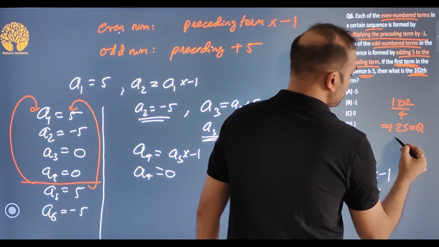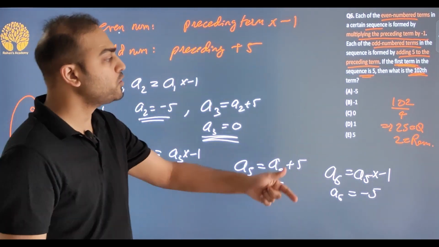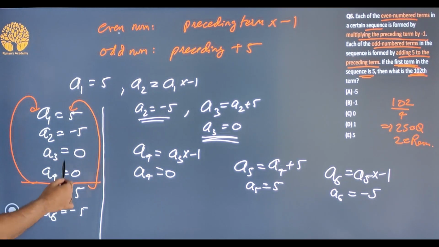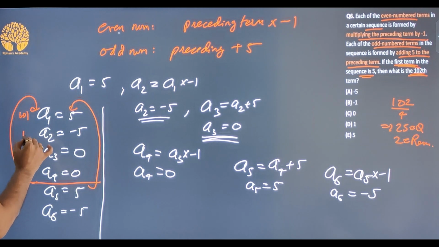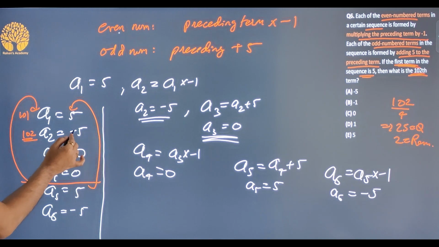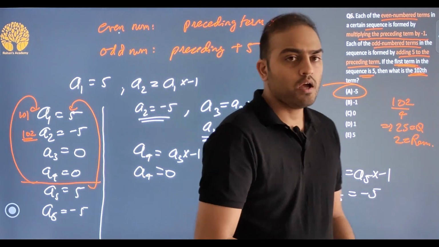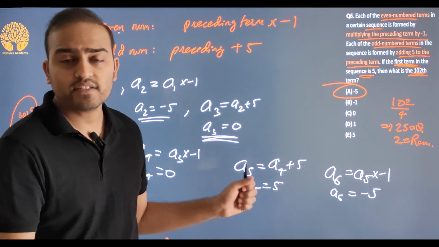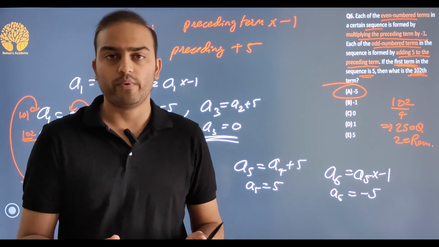I get 25 as quotient, 2 as remainder. Okay, the 25 quotient tells you that there are 25 cycles that will happen. Cycle number 1, 2, 3, like that. The 25th cycle will get over here. I have 2 remainder, so I need 2 more values. 101st term, 102nd term. So the 102nd term will be A2, which is minus 5. Okay. So do we understand this? Again, remember, whenever there is a generic sequence given, simply plug in. That's the best and the fastest way to solve all the questions.